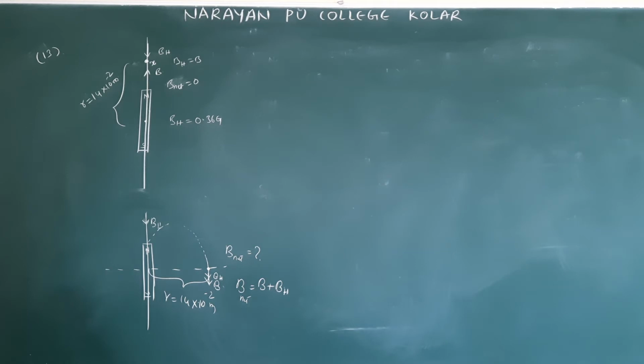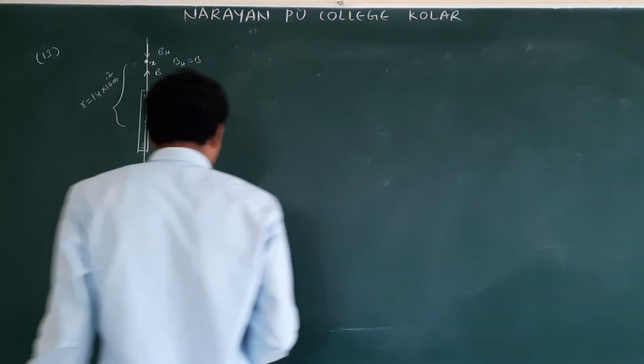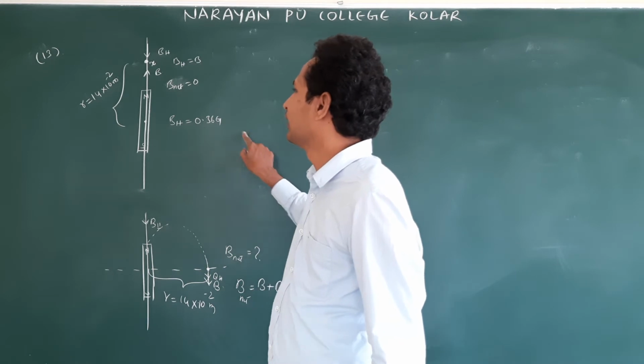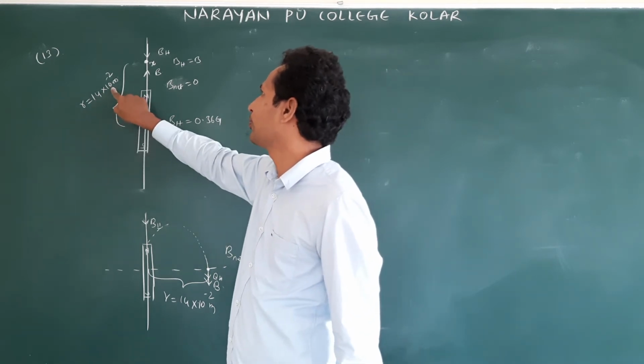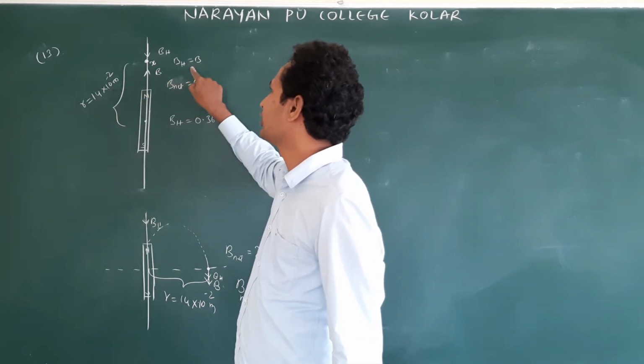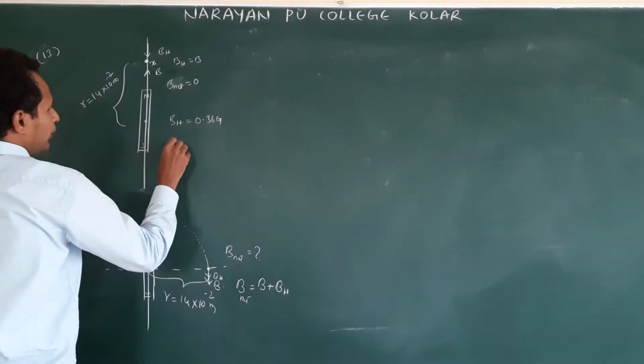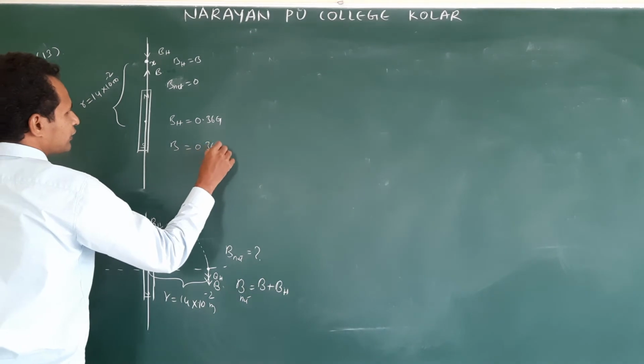Yeah, we have to find B. Very simple. From the first information, r is equal to 14 into 10 power minus 2. B value is equal to BH. Clear? So B is equal to 0.36 G.